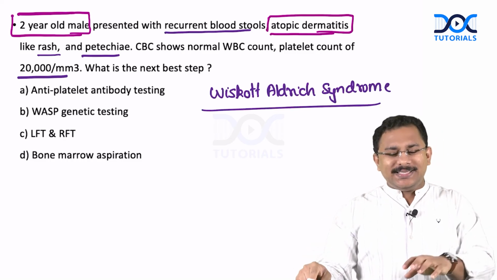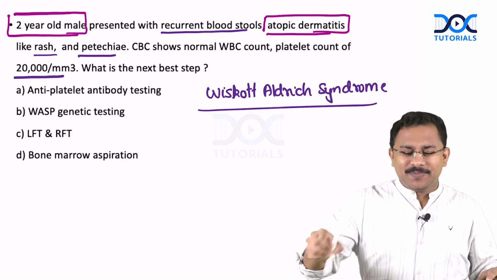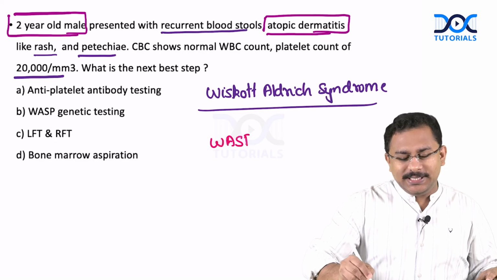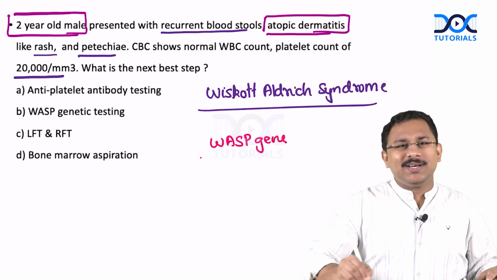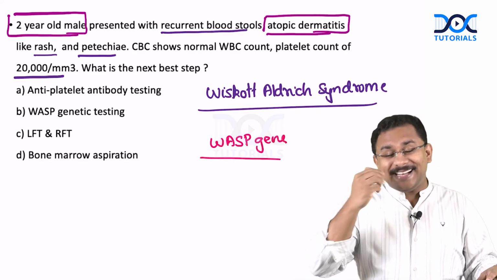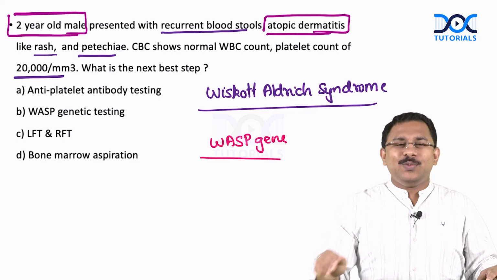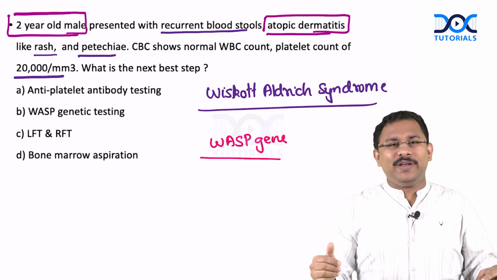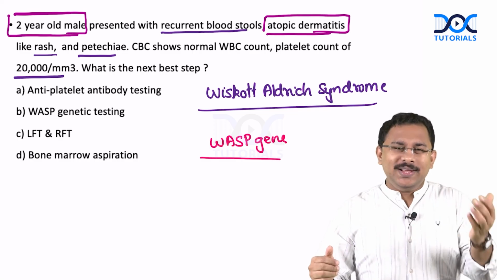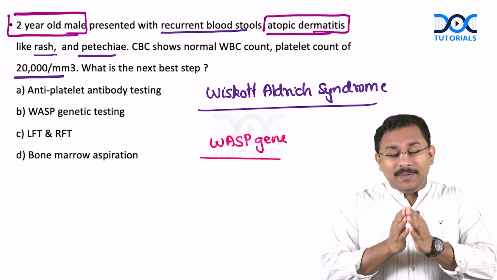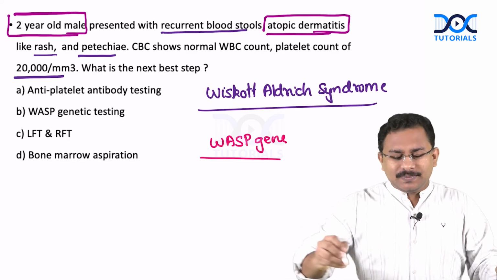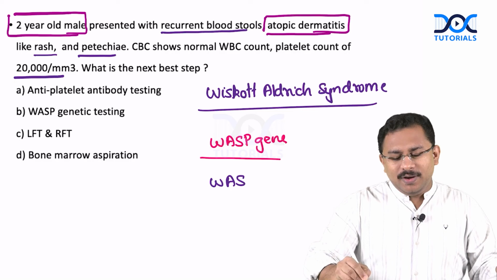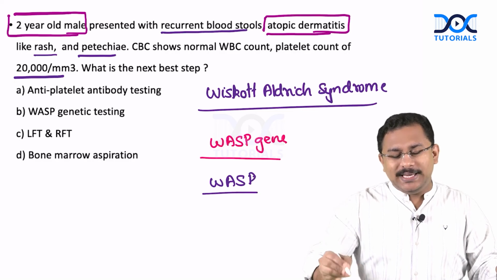So Wiskott-Aldrich syndrome is an X-linked disorder which occurs due to a mutation in the WASP gene. There is a loss of the WASP protein function which results in adaptive and innate immunodeficiency. So it's not only the adaptive, even the innate immunity is being affected. And what is the significance of this protein, that is the WASP protein and the WASP gene?